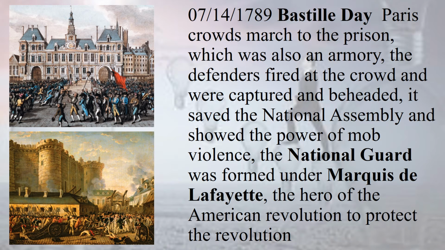The Marquis de Lafayette, who we talked about last time, becomes the head of the National Guard, and his job there is to protect the revolution. So you're going to see a lot of wealthy people overthrown and many of them killed, but there are some people that survive all of the different revolutions, and the Marquis de Lafayette is one of them.